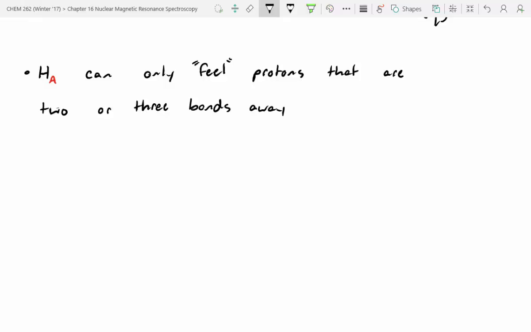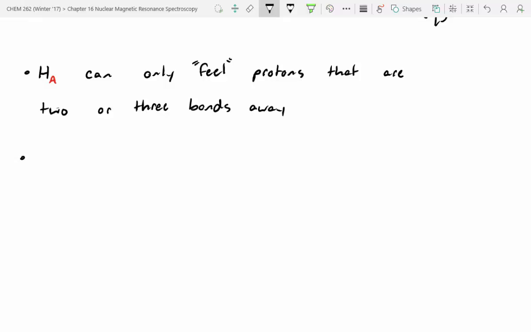Typically, the amount of splitting that occurs drops off pretty dramatically the further away your neighbors get. As soon as you're 4 bonds away, it's too far for them to really feel or interact with any other proton in a significant way. So really, when we're investigating things, try to focus on 3 bond neighbors, and on occasion, you want to focus on 2 bond neighbors as well.